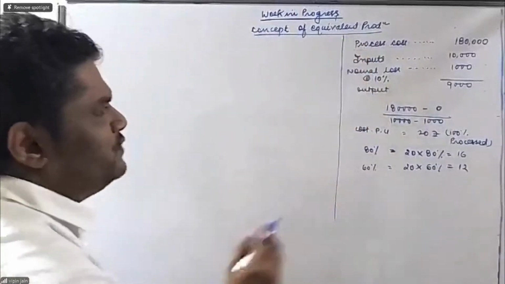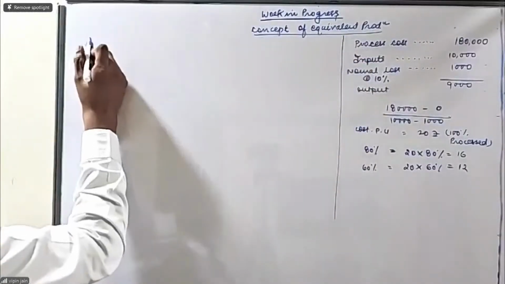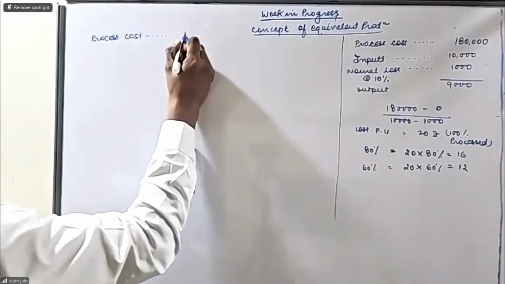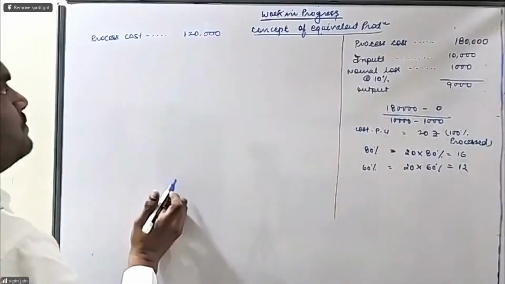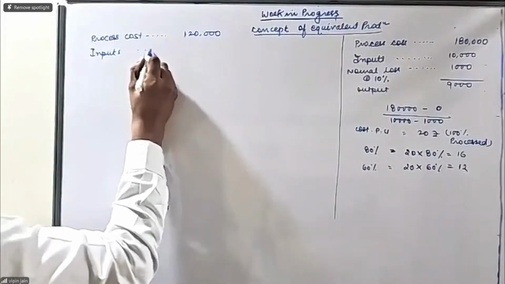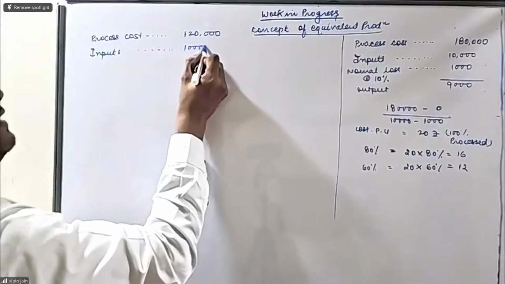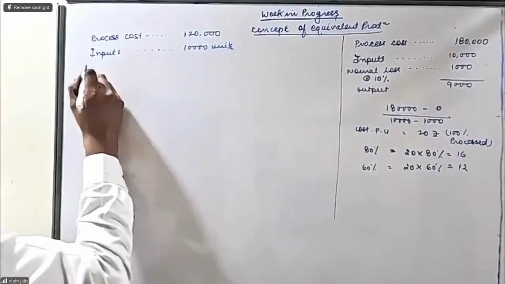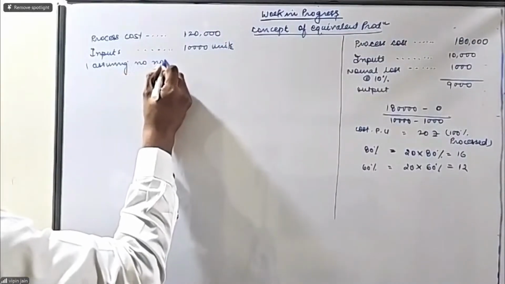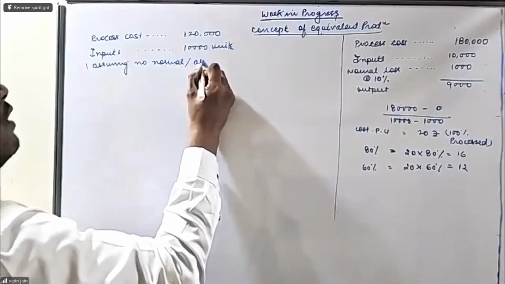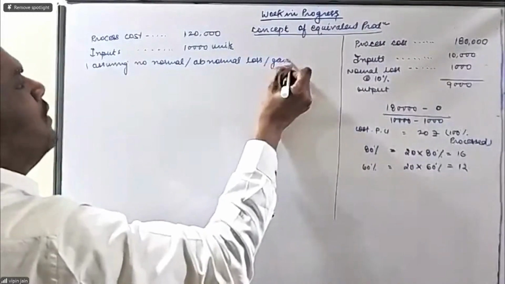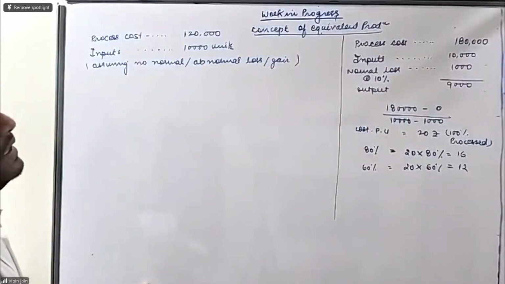Now let's take a different situation. Let's take one more situation wherein my process cost is 1,20,000. I made an input of, let's say, 10,000 units, assuming no normal or abnormal loss. So my output will be in 10,000 units only.